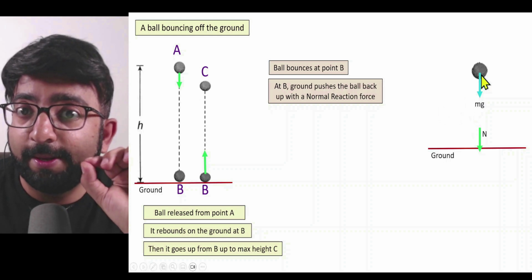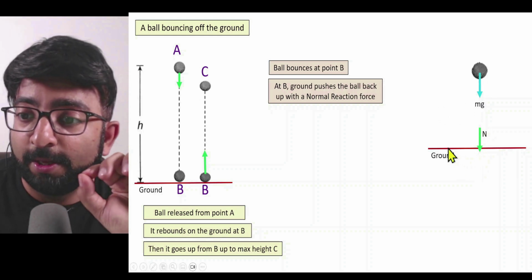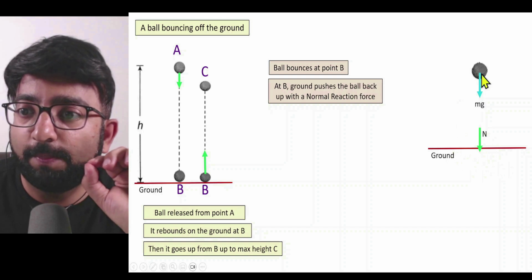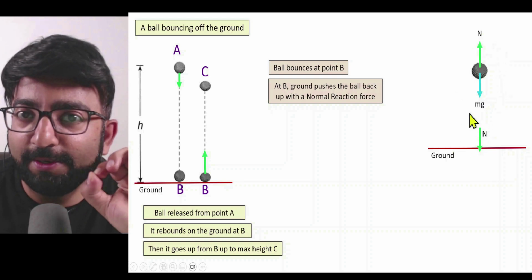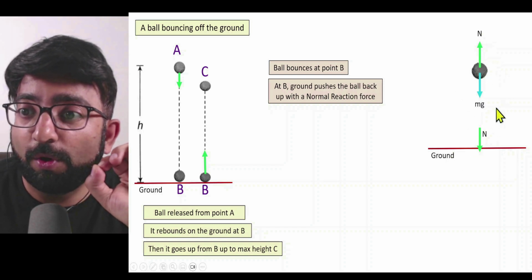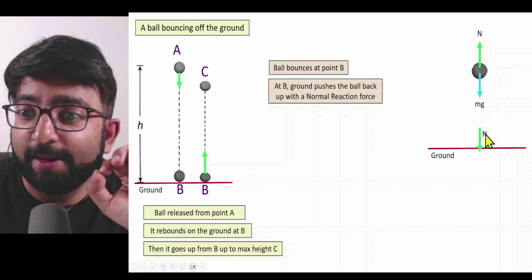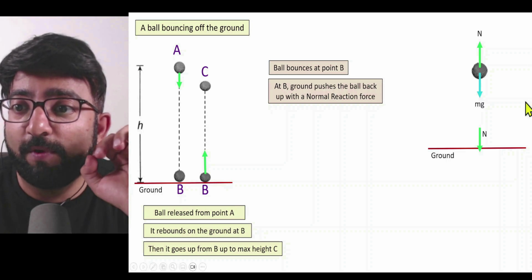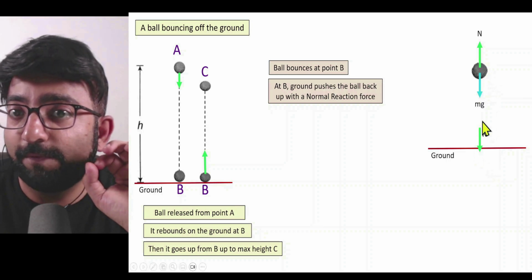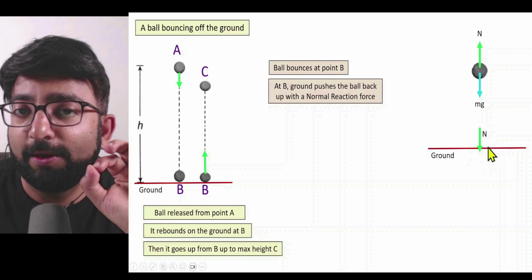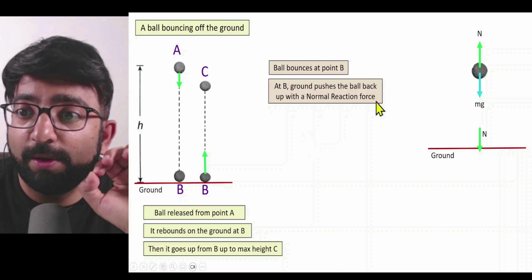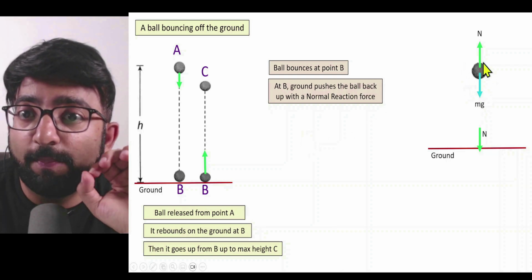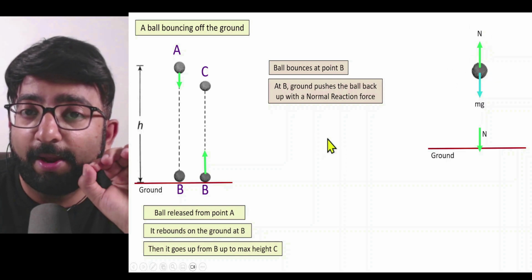So if the ball is pushing the ground downwards, the ground will also push the ball upwards. According to Newton's third law, the magnitude of those two forces will be the same. The direction is opposite, and forces always act on different objects. One force is acting on the ball, and the other force completing the pair is acting on the ground. So we conclude that the ball is being acted upon by a force, which is the normal reaction.